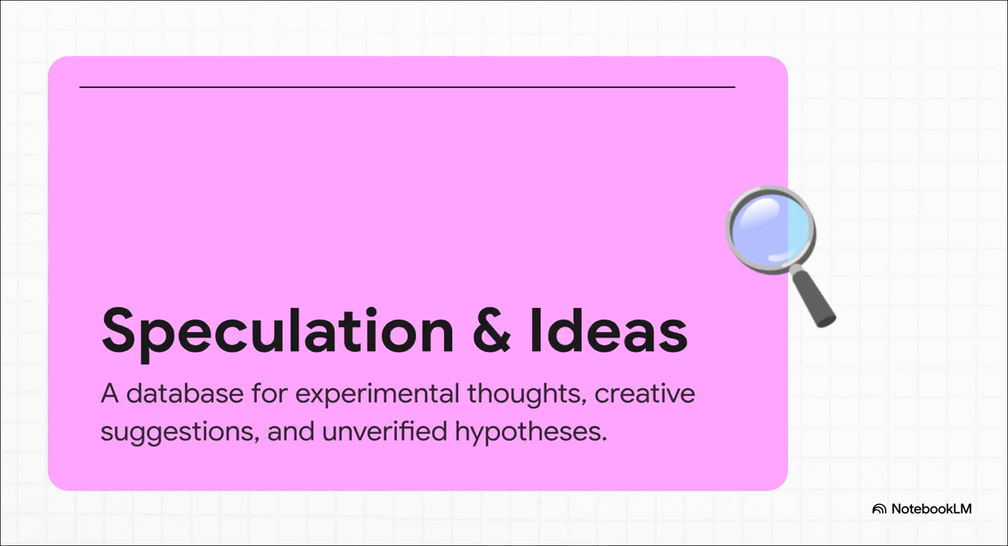Okay, next, we give our agent a creative side, the speculation and ideas database. Think of this as its sandbox. It's a totally separate space for experimental thoughts, for brainstorming, for those unverified hypotheses. And this separation is absolutely crucial. It lets the agent explore all these new possibilities without messing up its core, verified knowledge.